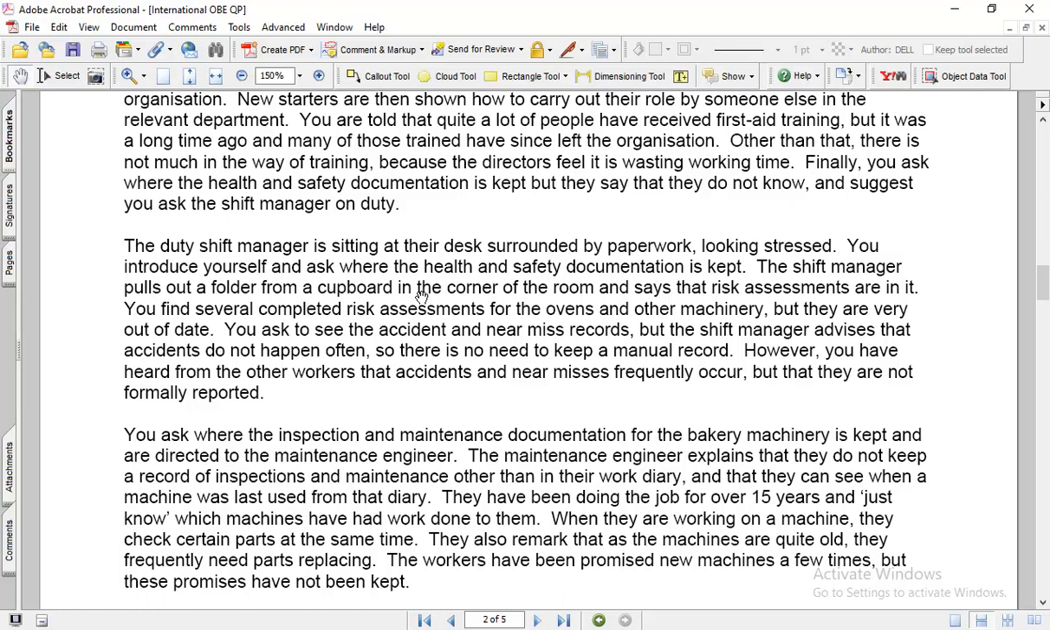The team members are under stress because of the burden of the work. You introduce yourself and ask where the health and safety documentation is kept.